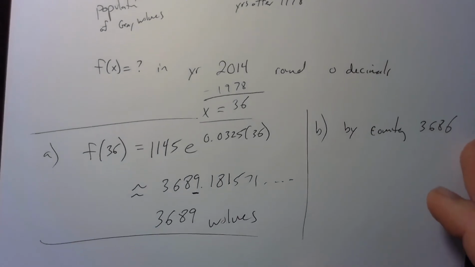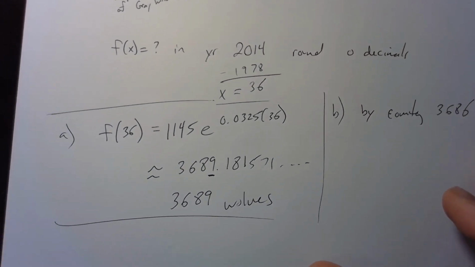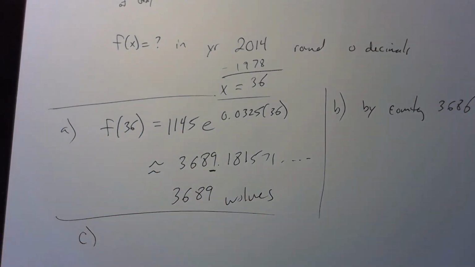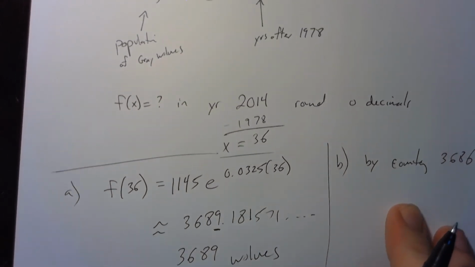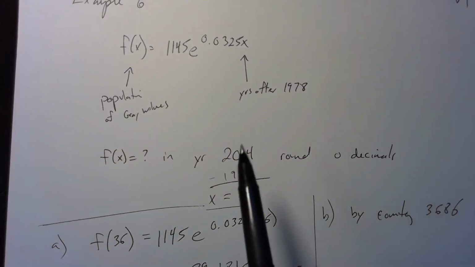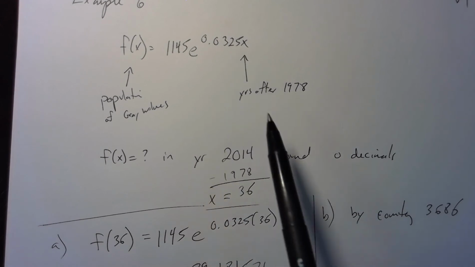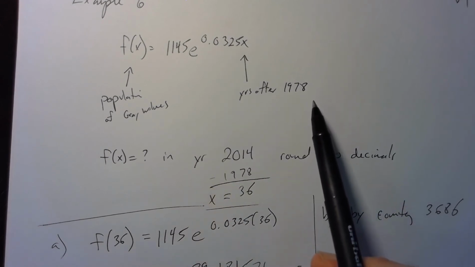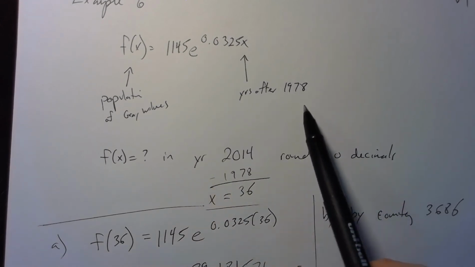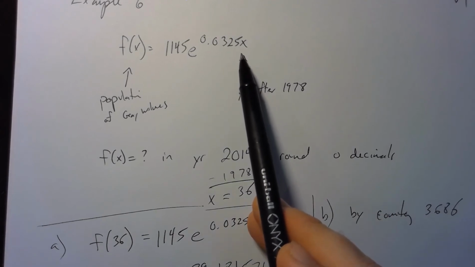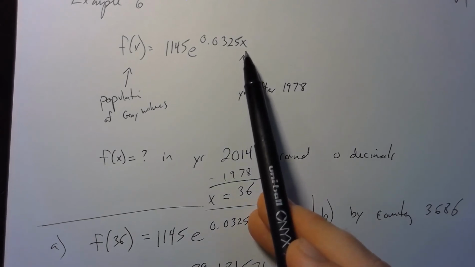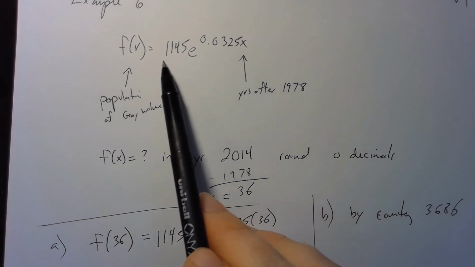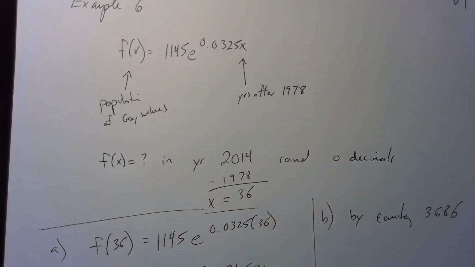I'm going to add one extra question to this particular example, a part C, and that's simply going to be, what is the assumed population of the year 1978? If we're looking for the assumed population of 1978 based on this model, all you'd be doing is plugging in 0, because any years after 1978, I'd have to add more values in, but my x value would be 0 if I'm talking about the population at year 1978. So in the year 1978, we would assume that there's 1,145 gray wolves in this area.